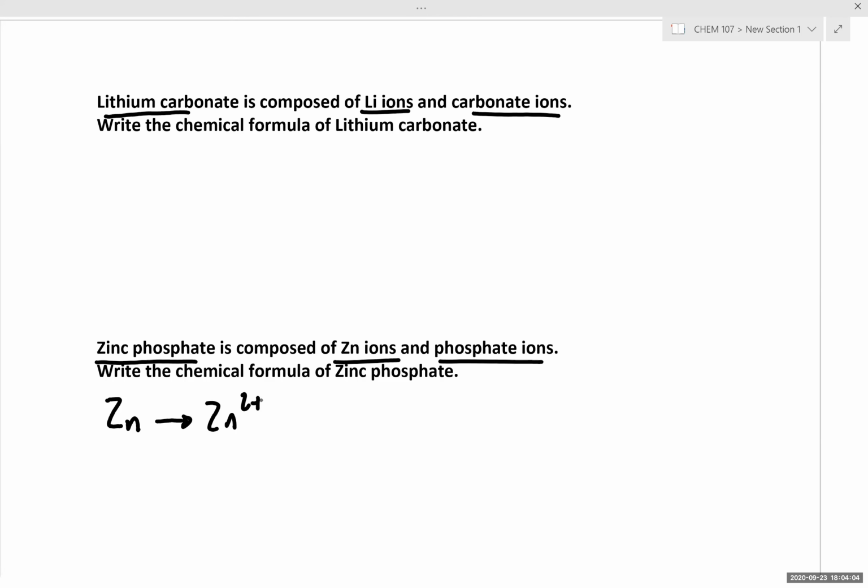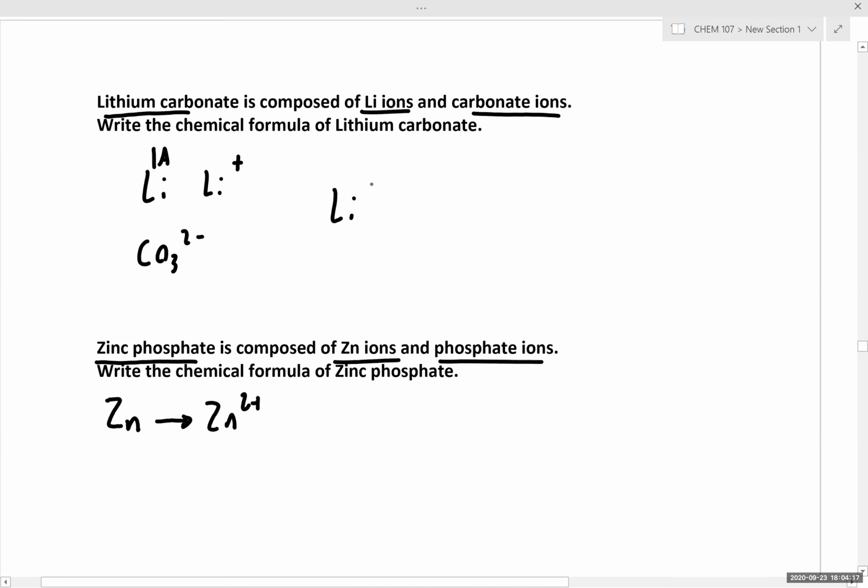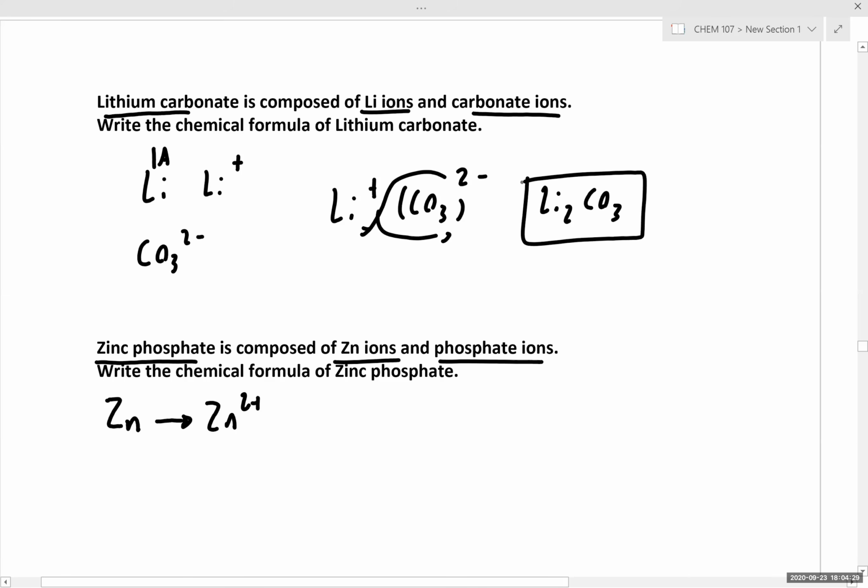So let's talk about this example. So lithium carbonate is composed of lithium ions. Lithium is a 1A element, so it's lithium plus. Carbonate is CO3 2 minus. We write out each of our ions, and then we cross the charges, and that gives us Li2CO3 for lithium carbonate. Does this first example make sense to everyone? Does this first example make sense?